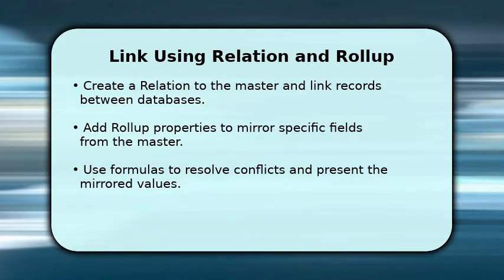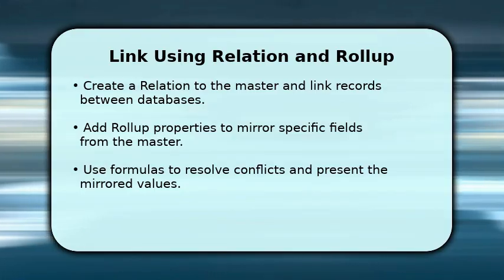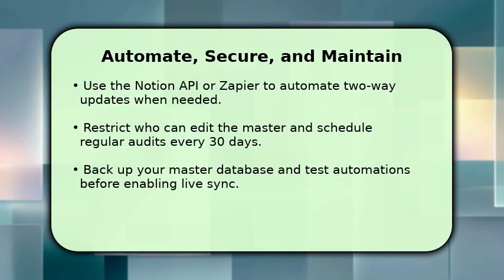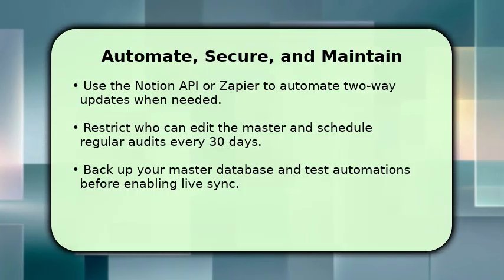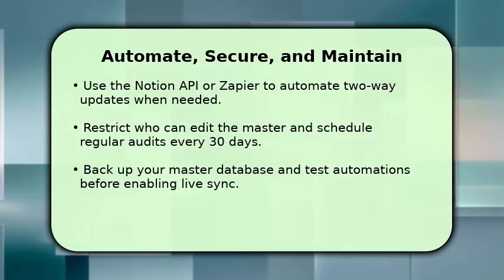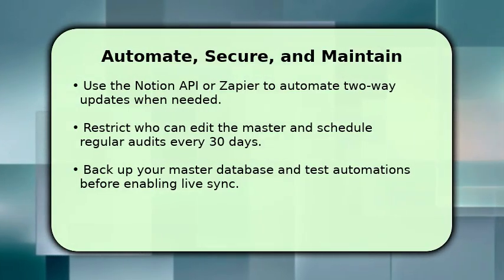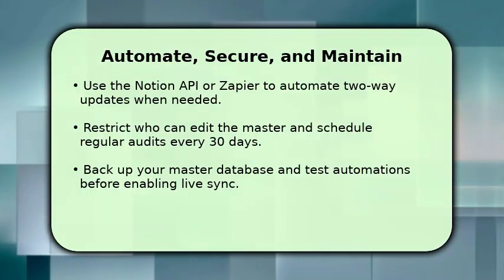Use a formula property to prefer master values when conflicts exist, and to show a mirrored field for easy editing and display. For two-way or external automation, use the Notion API or a trusted integration like Zapier or Make to push changes back to the master.